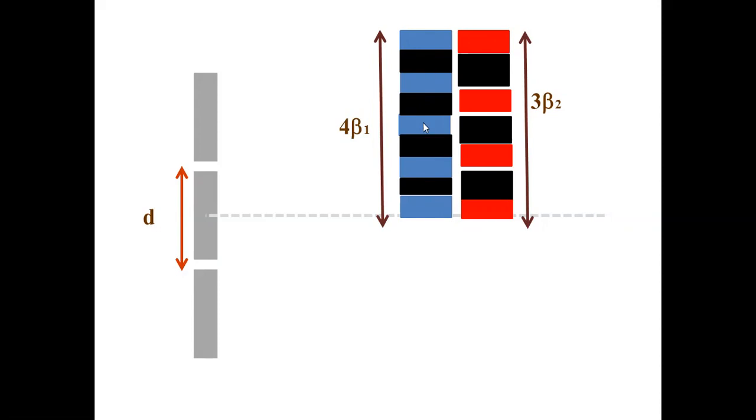because suppose these fringes are very close. It is the fourth fringe, and this one is the third fringe. They are formed at the same place. That means 4 beta 1 for blue must be equal to 3 beta 2 for red. That's all. Very simple analogy here. Now coming back to the problem.